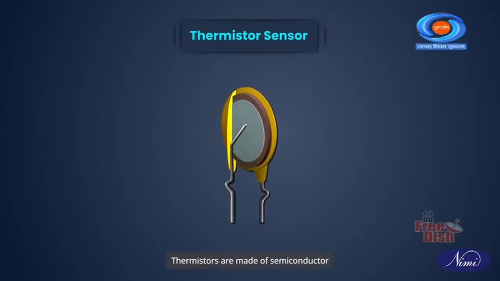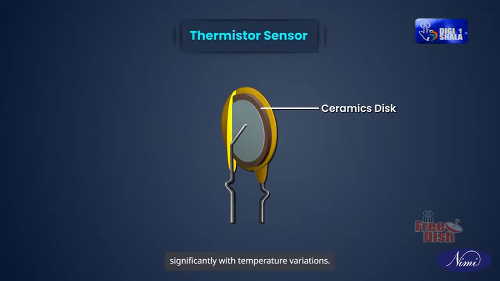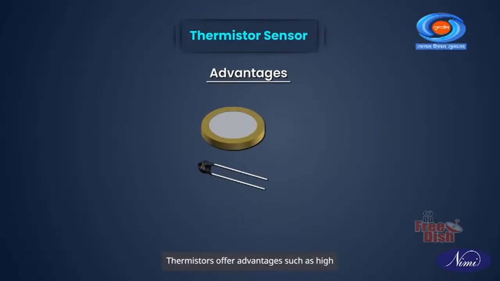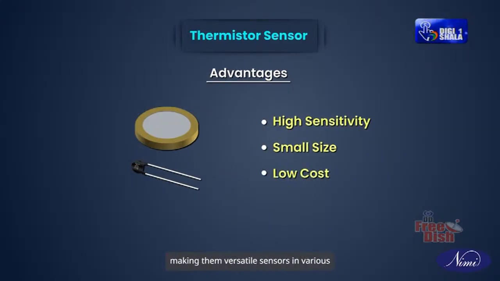Thermistors are made of semiconductor materials such as ceramics or polymers, and their electrical resistance changes significantly with temperature variations. Thermistors offer advantages such as high sensitivity, small size, and low cost, making them versatile sensors in various industries and applications.